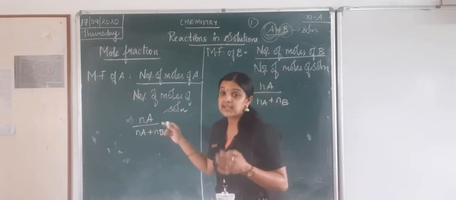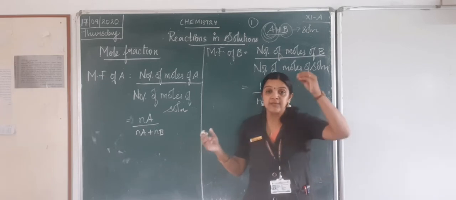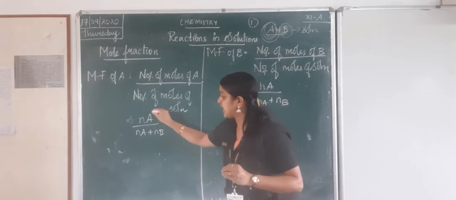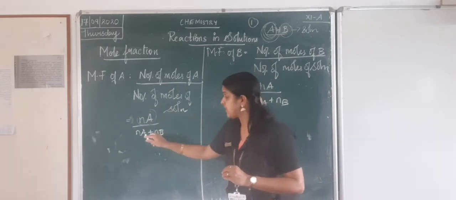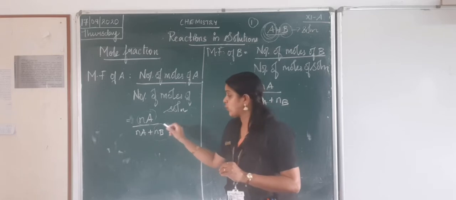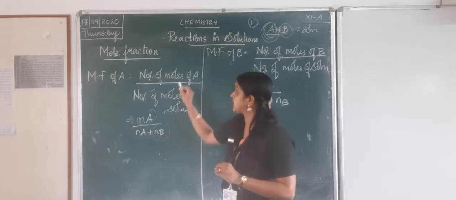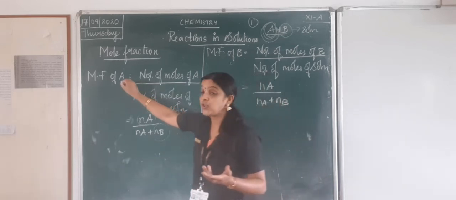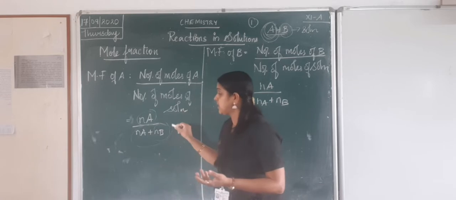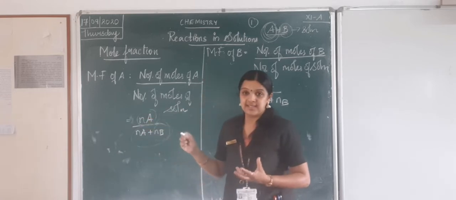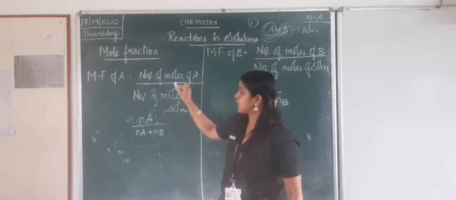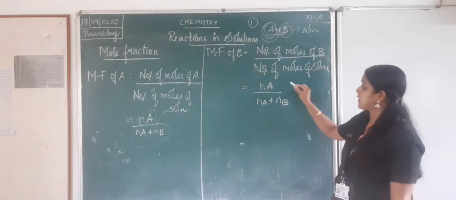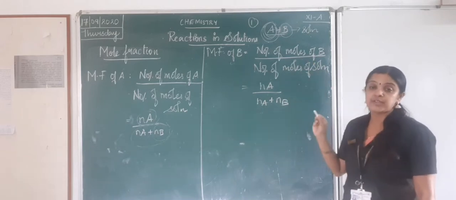How do I calculate the moles of A or B? Given mass by GAM or given mass by GMM, that is how I get the moles of A. Similarly, I get the moles of B. So when I add A and B, I get the moles of the solution. Out of which, how do I get the mole fraction of A? In the whole solution, what is the fraction of A present? That will be moles of A by moles of solution. Similarly, for B mole fraction, it will be moles of B by number of moles of the solution.